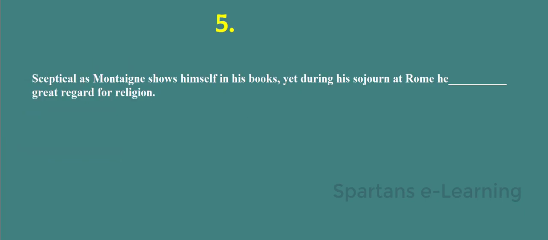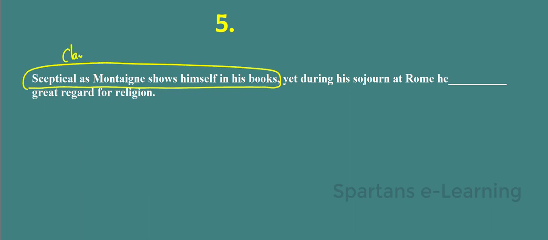Skeptical as Montaigne shows himself in his books, yet during his sojourn at Rome he dashed great regard for religion. Now first of all, identify the keyword and the connectors. Now see here, skeptical as Montaigne shows himself in his books. This whole clause is a dependent clause. We will talk about clauses in a separate lecture, and this whole clause gives you a meaning, so I can take this as a keyword.